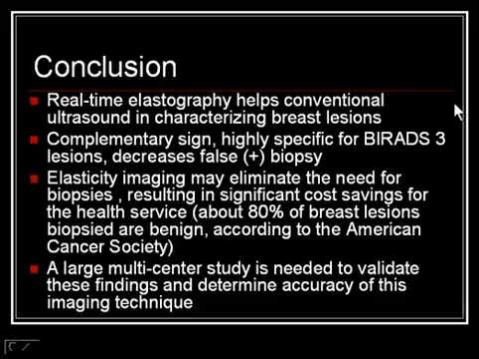Elasticity imaging may eliminate the need for biopsies, resulting in significant cost saving for the health service. Currently, about 80% of breast lesions biopsied are benign, according to the American Cancer Society. A large multi-center study is needed to validate these findings and to determine accuracy of this imaging technique.